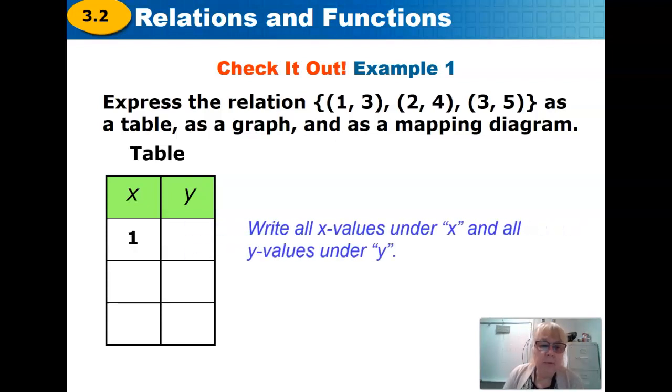So here is the table. Notice again, we're using the first value in each ordered pair goes in X. The second value goes in Y.